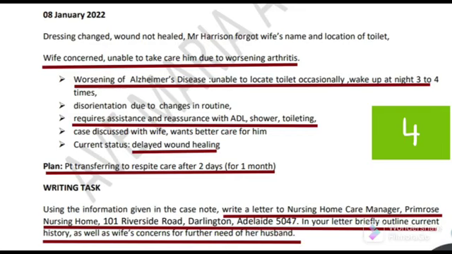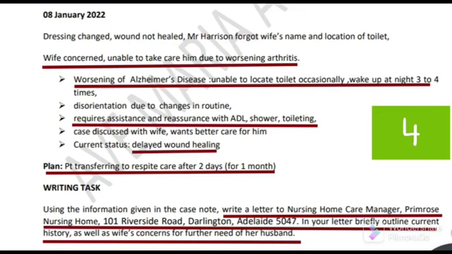The current status is delayed wound healing. So they have given the current status when you are writing the exam. It is delayed wound healing. The plan is the patient transferring to respite care after 2 days for 1 month. So this is the plan. You have to mention it in the introduction paragraph and in the recommendation paragraph. In the recommendation, they didn't mention anything regarding the dressing changes. Maybe it will come inside the respite care, but they specified assistance and reassurance with daily living activities. That we can mention in the recommendation paragraph.